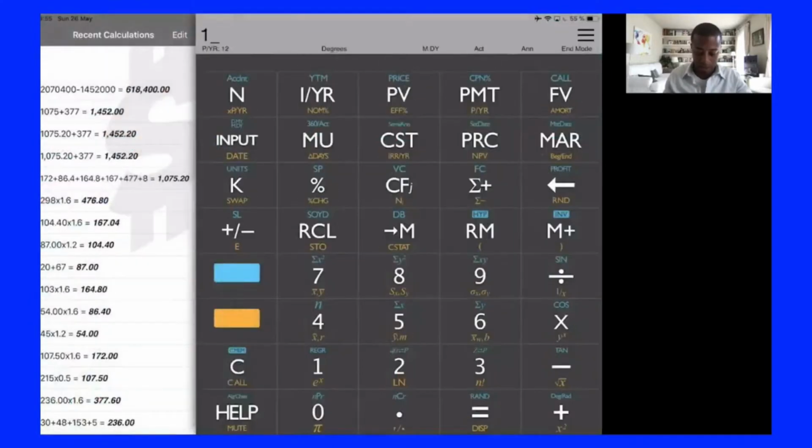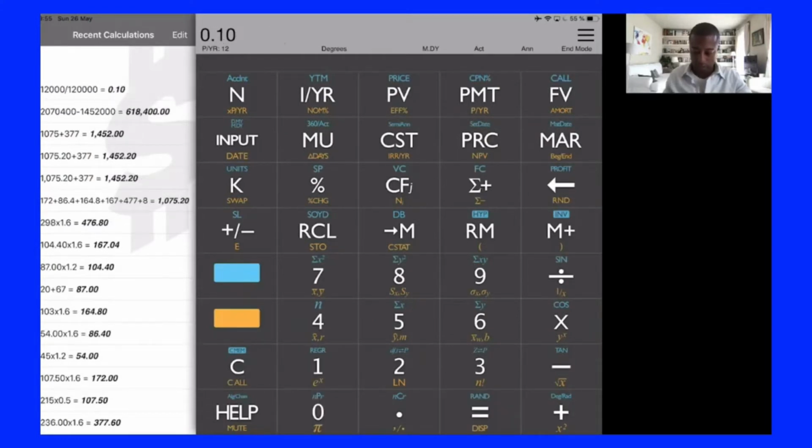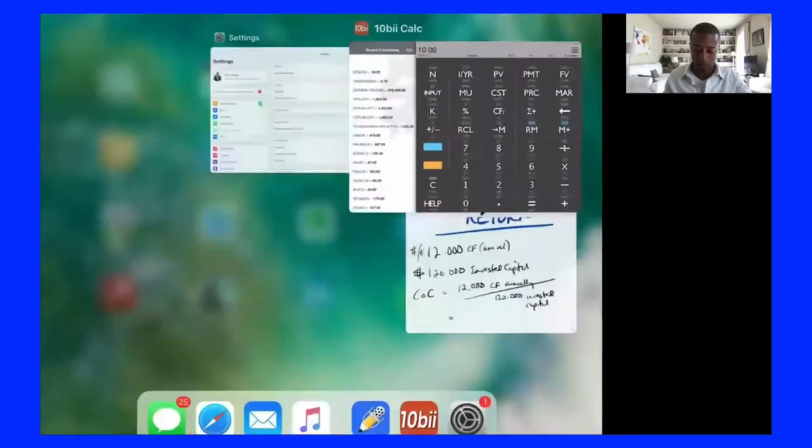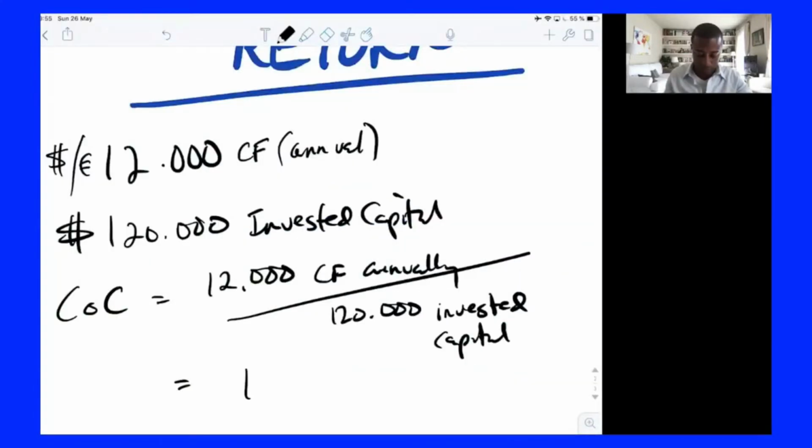12,000 divided by 120,000, times 100, is 10%. So the math was right. So basically, you know that you got a 10% cash on cash return. So that's what cash on cash return is. Afterwards, is that good? Is that bad? It just depends, right? It depends on what you're looking to have your capital do for you when it's moving.